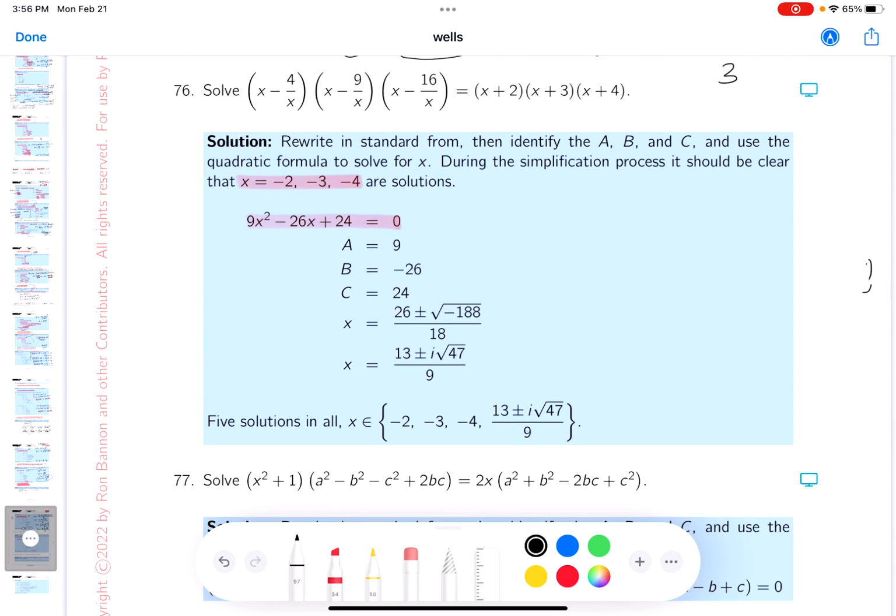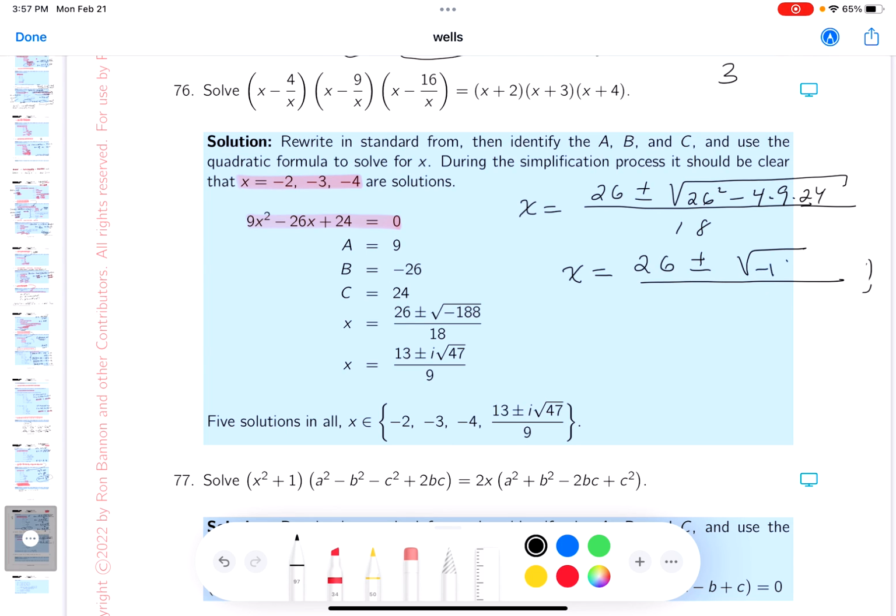And I'm going to say x equals twice the a, which is 18, the opposite of the b, which is 26, plus or minus, somewhat nightmarish. It's going to be the b squared, which is 26 squared, minus 4 times the a times the c, which is 24. Now again, I'm not going to bore you with the arithmetic. You're allowed to use calculators. 26 plus or minus the square root of minus 188 over 18.